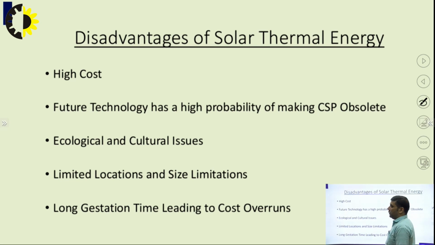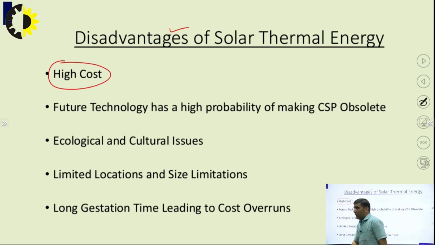So obviously no one is perfect in this world, including human beings. So how can you say any technology doesn't have any kind of drawback? So what are the disadvantages of solar thermal energy? The first one is the high cost. As we see in the diagrams of the previous slides also, the cost of solar thermal power generation is very much high.